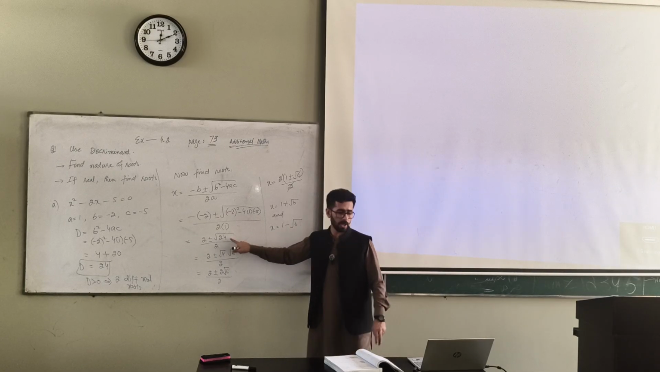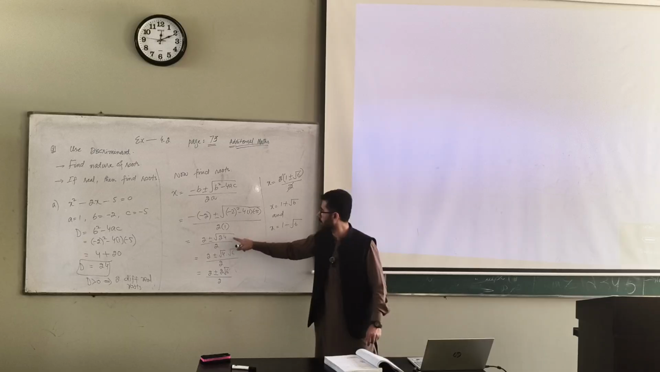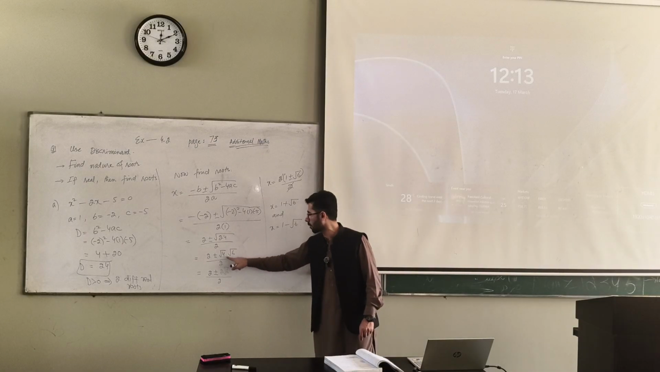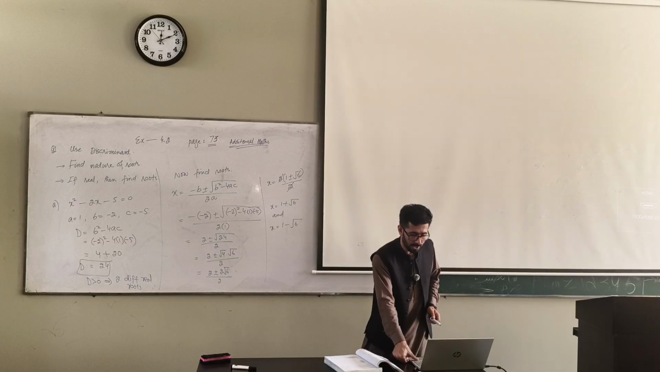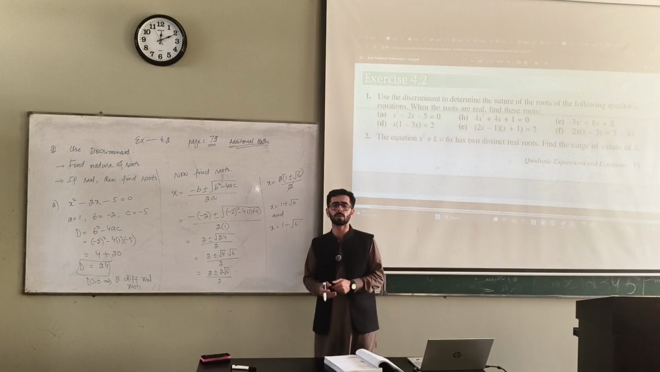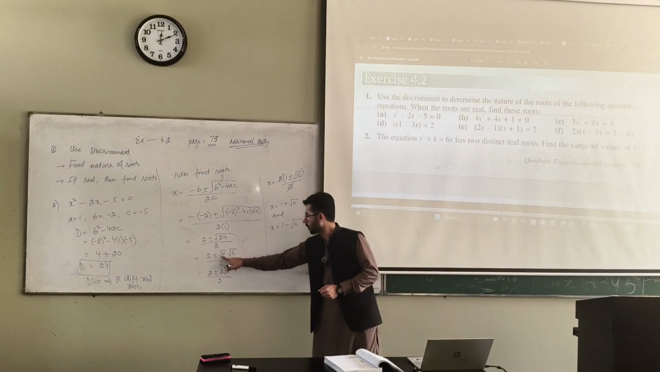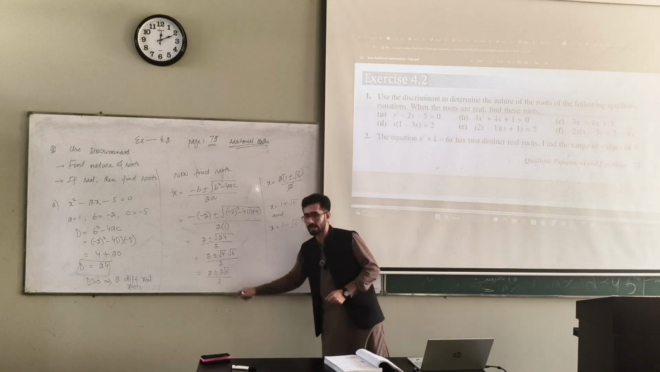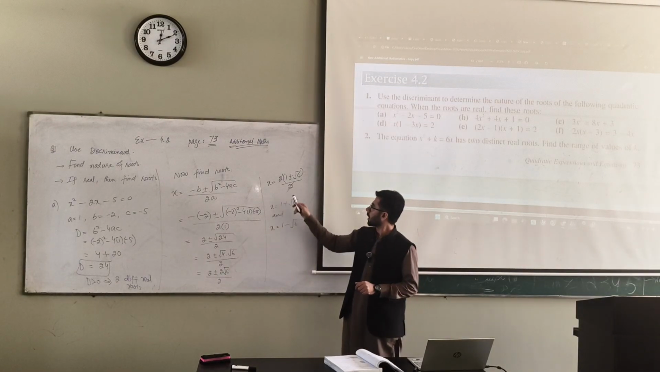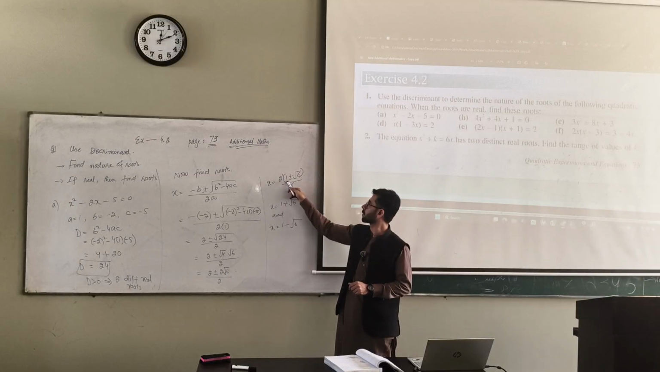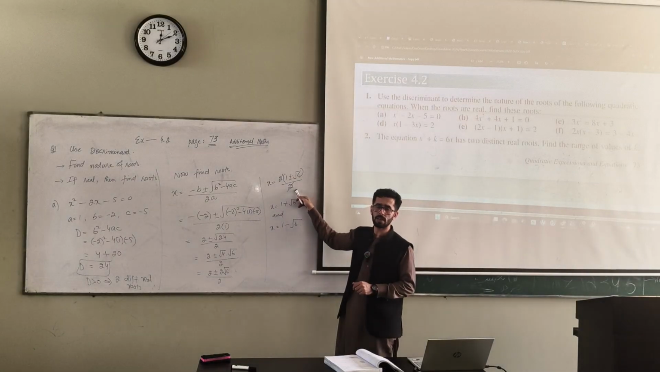If I split this square root, 24 can be written as 4 multiplied by 6. So the square root of 24 can be written as the square root of 4 multiplied by the square root of 6. The square root of 4 is 2. So I have 2 plus minus 2 times the square root of 6, divided by 2. If we factor out 2, we will be left with 1 plus minus the square root of 6, divided by 2.